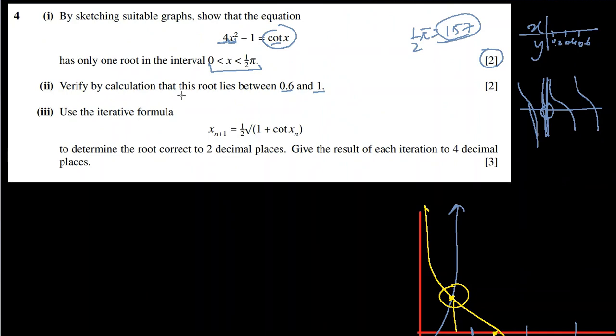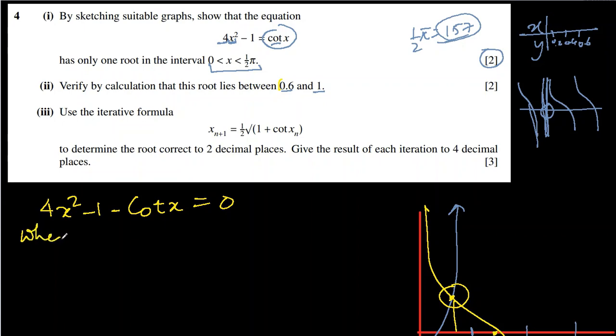Verify by calculation that this root lies between 0.6 and 1. And for that, what do we do? We have done this earlier also in some videos. We put everything on the left side. So 4x square minus 1 was equal to cot x. We'll bring the cot x also to the left side, equal to 0, right? That's the equation. But what will we do? We will substitute 0.6 and 1 here.